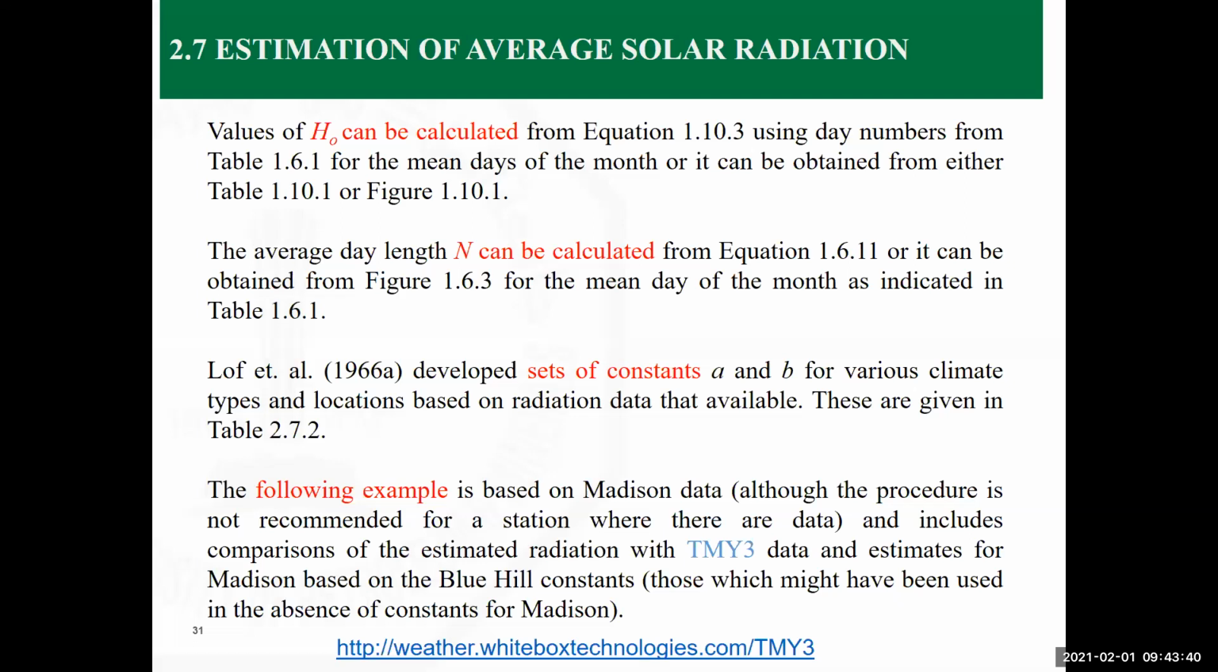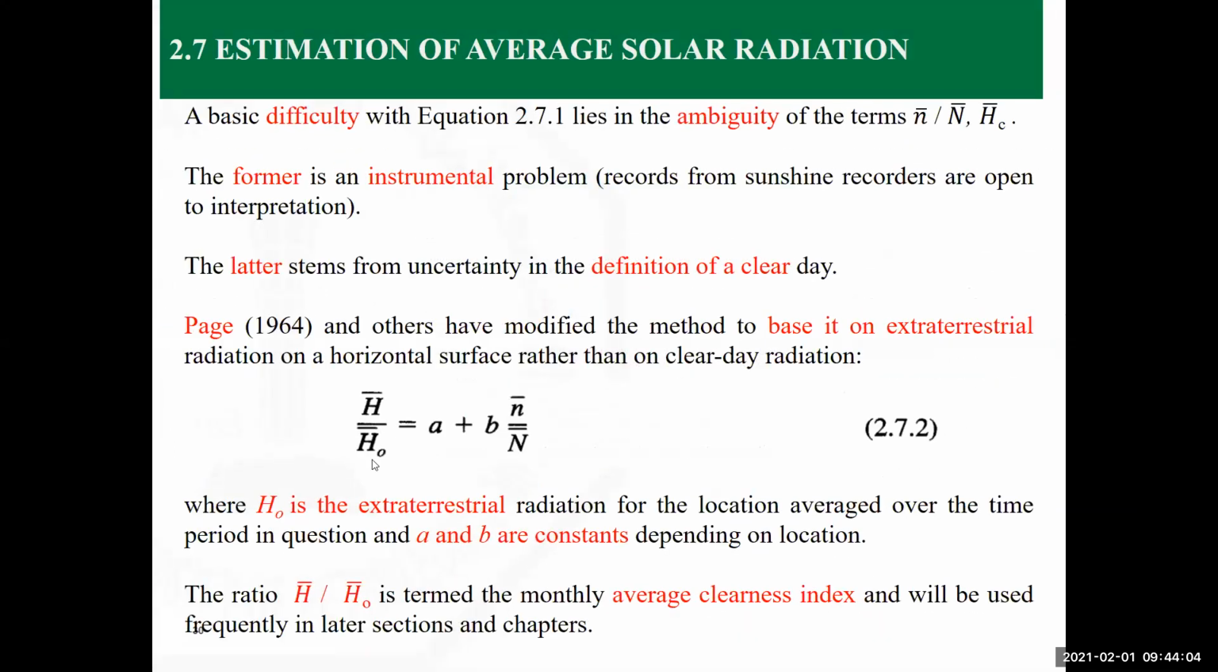Basically, it gives us the value of H naught, the extraterrestrial radiation on a horizontal surface, as a function of the day of the year and the latitude, which is given in the x direction. So based on the latitude and the day of the year, you can determine the value of H naught, which is the value in the denominator of this part. For A and B, there are tables that give you A and B as a function of the latitude, and then the value of small n can also be found from the table that we had earlier.